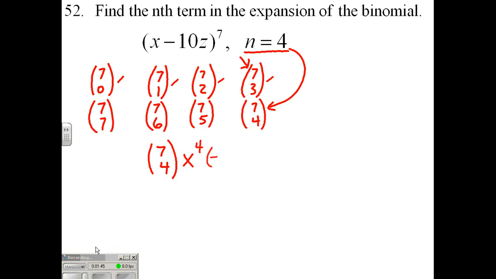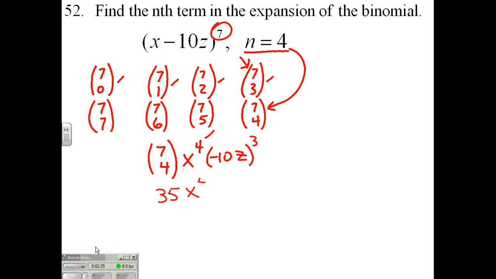So how many negative 10z factors do I need? I need to make up the difference from 7 to 4. I need 3 of those. Okay. Now, as far as C7,4 goes, we could do that on our calculator. We could use Pascal's triangle. Heaven forbid, we could do it by hand if we were stranded on a desert island and had to buy coconuts by solving combinations for the natives. But I'm just going to pull a Pascal's triangle number off, and this is 35.